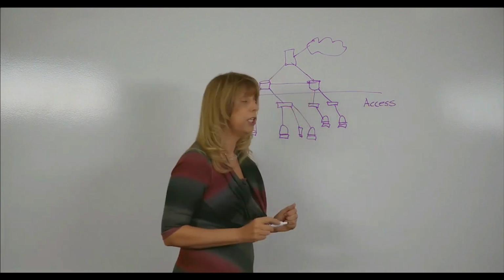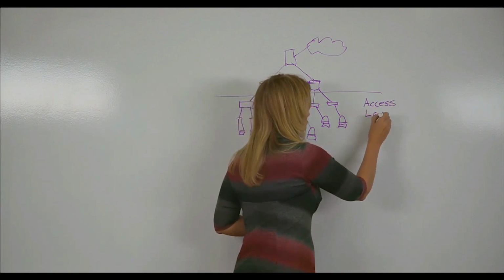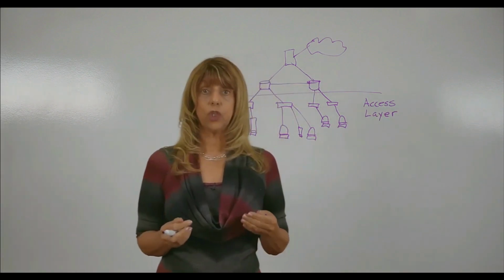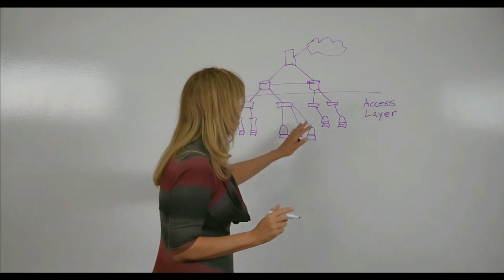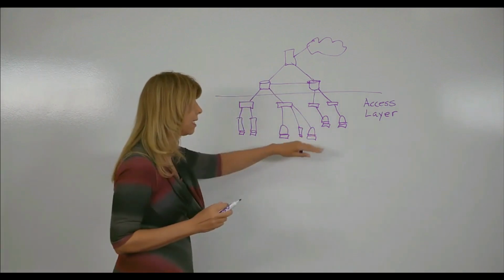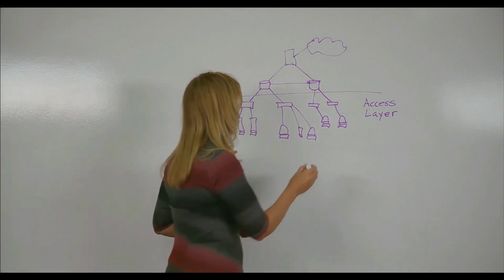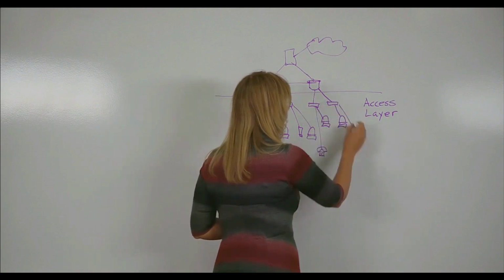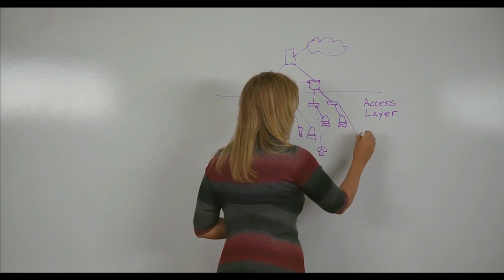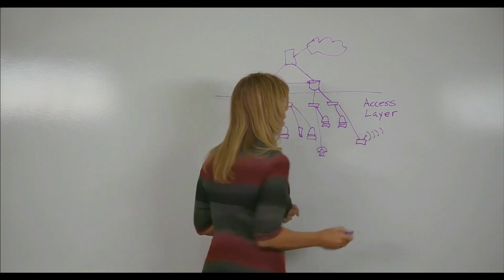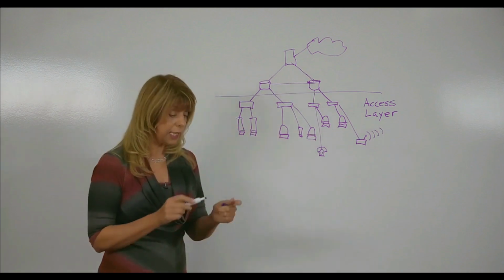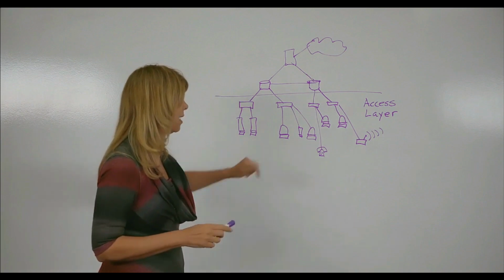The primary function of the access layer of the network is to provide an entrance point for devices to get on the network. Some types of things that are at the access layer are end user computers, but you'll also see IP phones and access points that provide wireless entry. And to some degree, you will see servers and services being provided at the access layer.